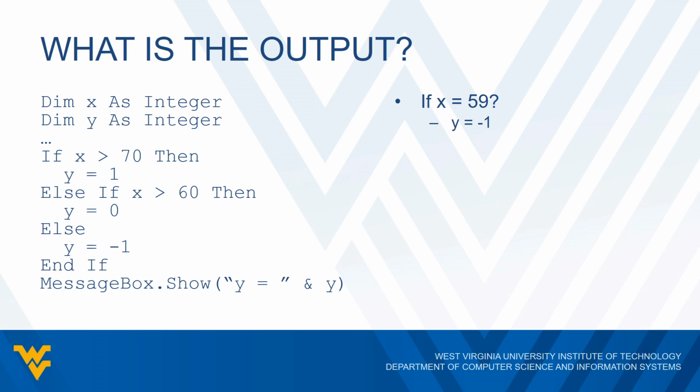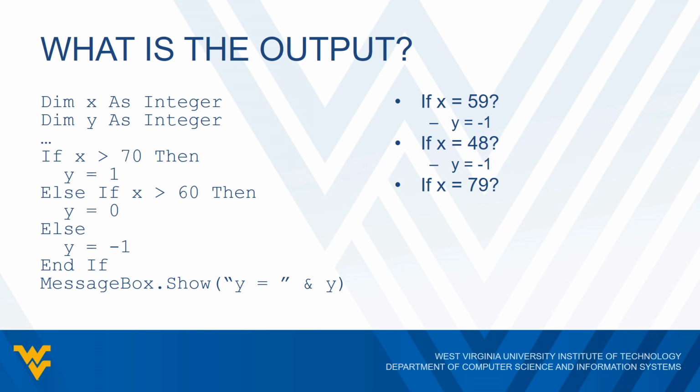Let's do another one. Let's say x is 48. What would our output be? If we follow the code, 48 is not greater than 70, so that is false. Then we check to see if 48 is greater than 60. That's also false. So we're going to set y to -1, and our output is once again going to be y equals -1.